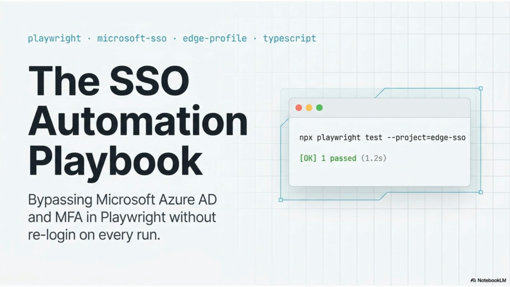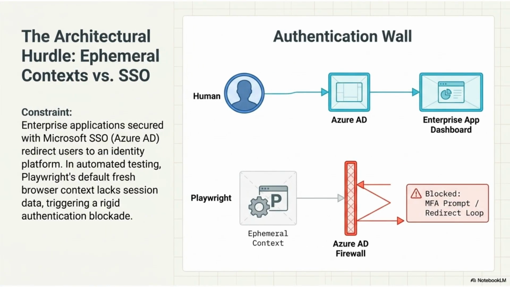This video details how to bypass Microsoft Azure AD and MFA in Playwright without needing to re-log in on every test run, saving valuable time. The main hurdle is that Playwright's default browser context is ephemeral, lacking session data. This triggers a rigid authentication blockade against the Azure AD firewall, as shown here.